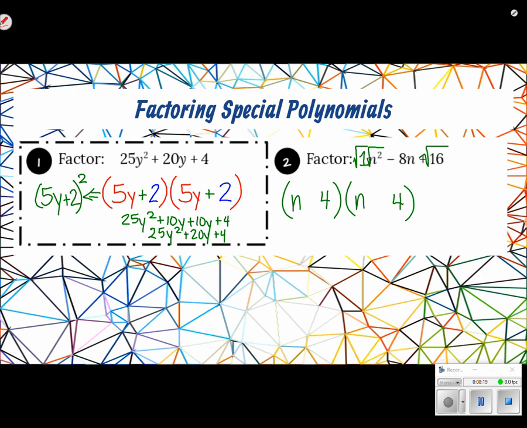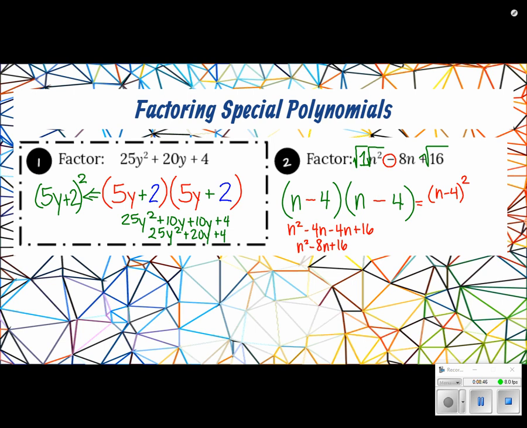All right, do you see how there's a negative on that 8? So because that's a negative, both of these are negatives. And so we can multiply to check. n squared minus 4n minus 4n plus 16. So we get n squared minus 8n plus 16. And so that's what we started with. So we could write this as n minus 4 squared.